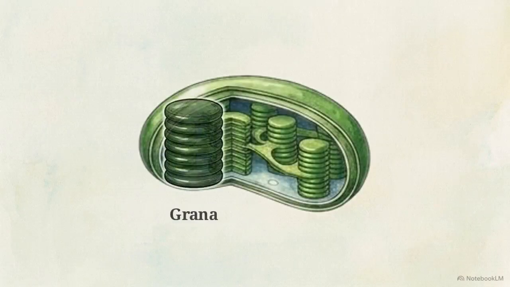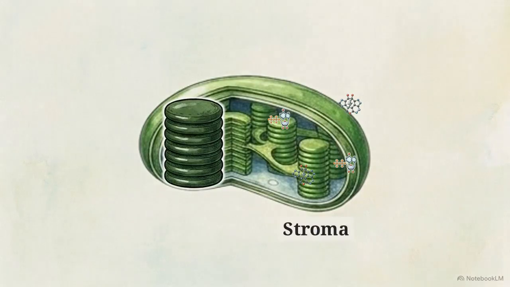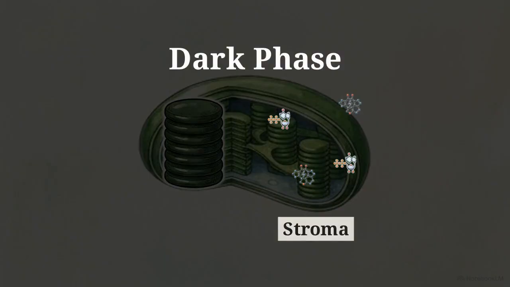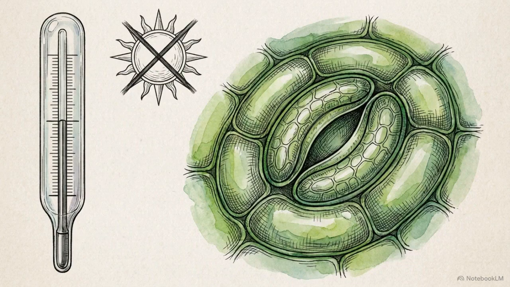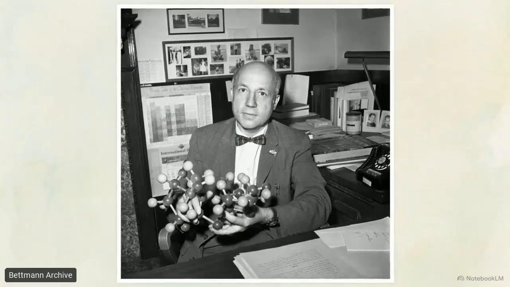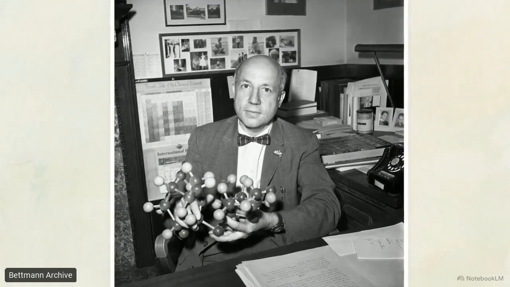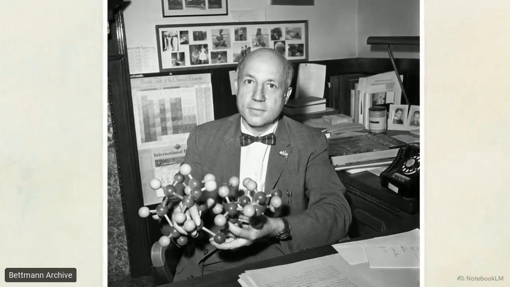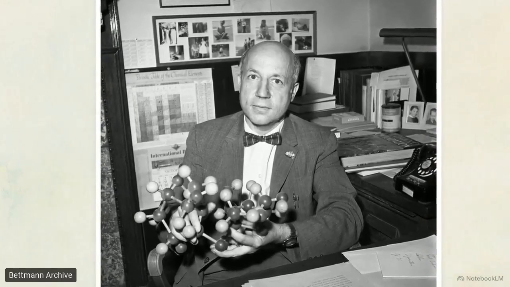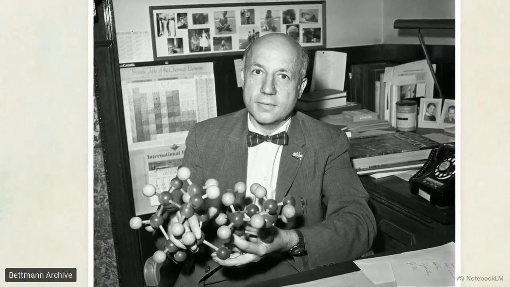With those chemical batteries charged, the ATP and NADPH move into the surrounding fluid, called the stroma, for the dark phase. For your exams, remember the dark phase, or Blackman reaction, does not require darkness. It is simply a temperature-dependent stage that doesn't need direct sunlight. The exact chemical pathway of this phase was mapped by Melvin Kelvin, who identified the specific sequence of reactions now known as the Kelvin cycle.